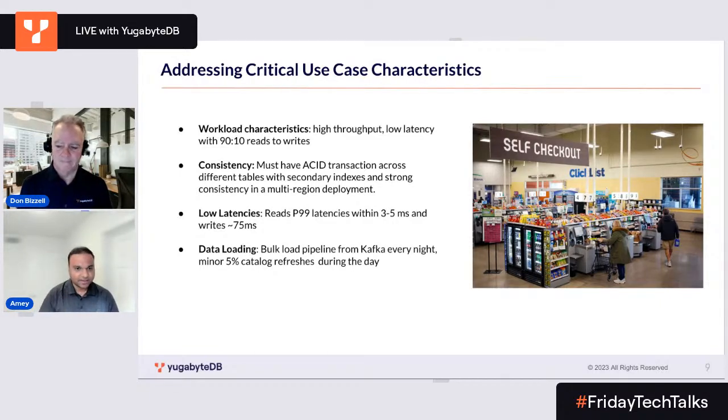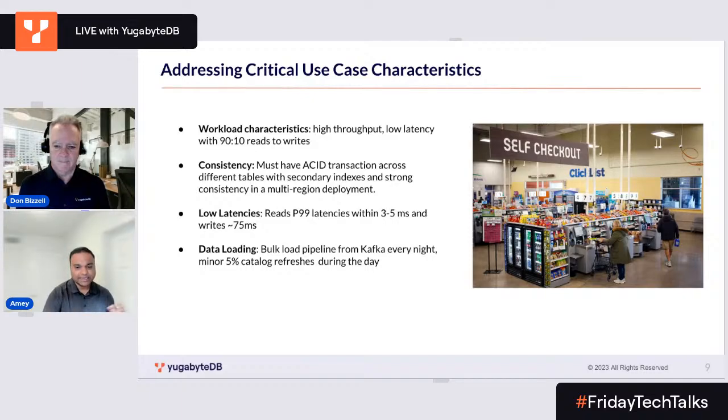The third and the fourth things are extremely important, as you can imagine. Millions of customers shopping every day in the United States, so performance trumps everything when it comes to the end customer solution. So we wanted P99 latencies to be between 3 to 5 milliseconds for reads, and writes to be 75 milliseconds. And we'll get to why we're saying 75 milliseconds there.